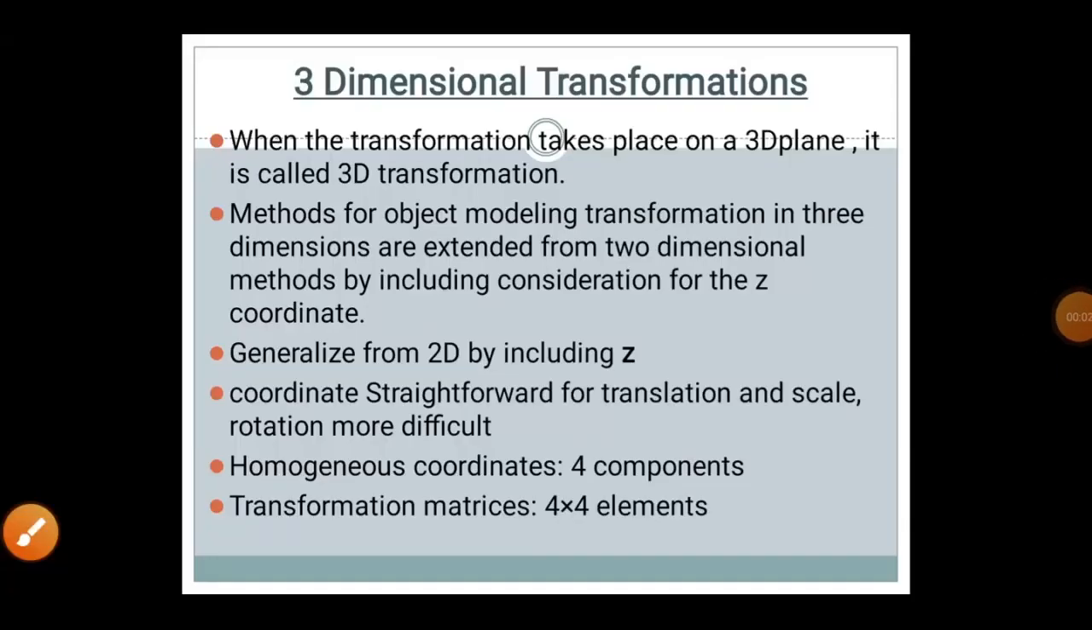Now, in the previous one, we saw two-dimensional transformations. Now, coming to three-dimensional transformations, as we already know, two-dimensional deals with x and y and the homogeneous coordinate system, that is x, y, 1. Here, three-dimensional transformation is correlated with x, y, z, 1, that is the homogeneous coordinate system. So, let's come to three-dimensional transformations.